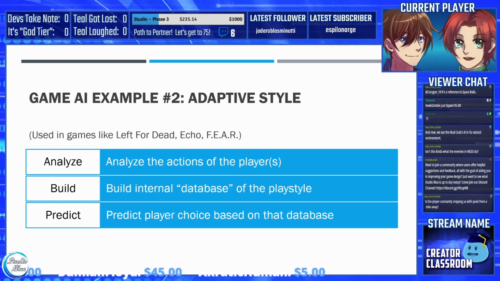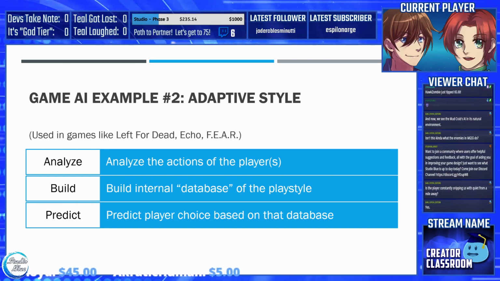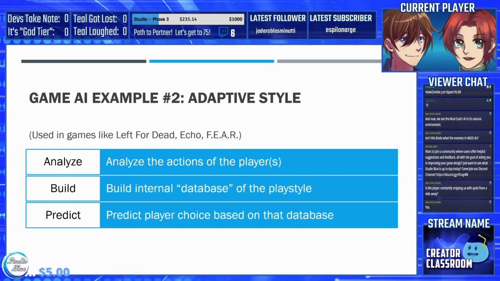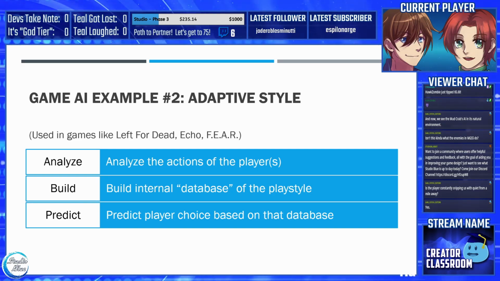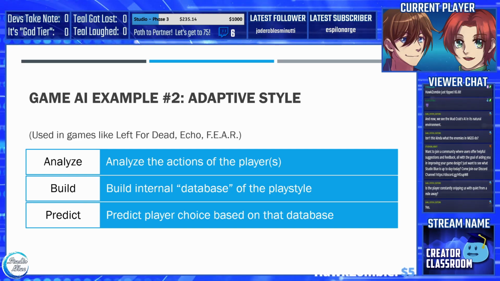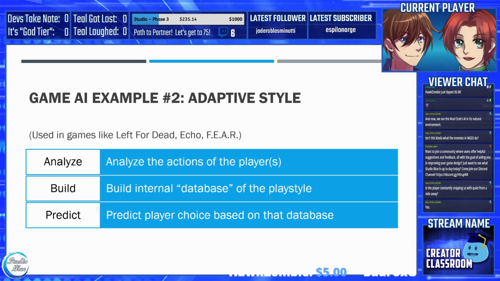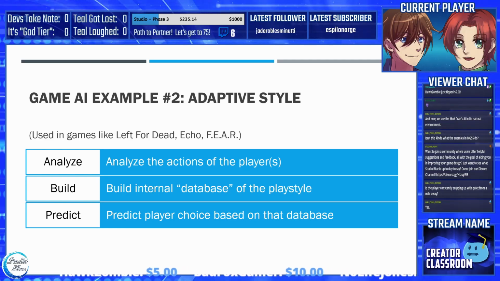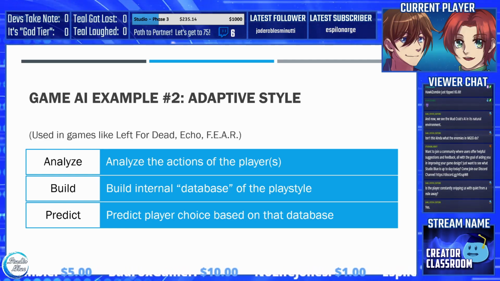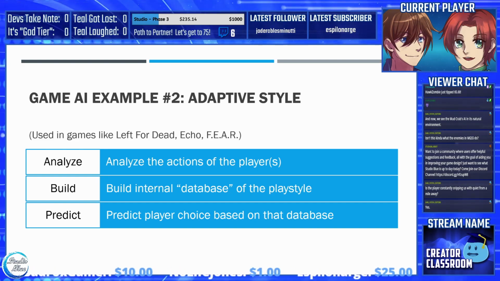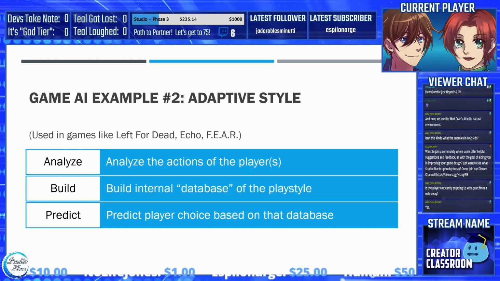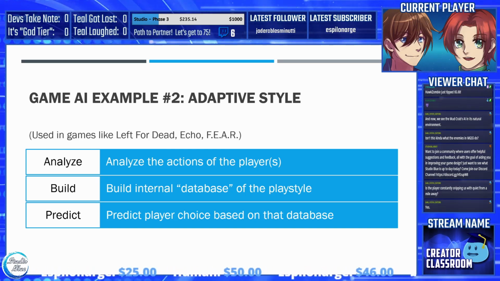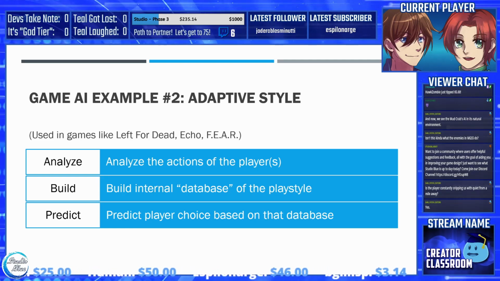So it builds an internal database of the playstyle. While the AI is watching you play the game, the adaptive style AI is taking down notes of how you're playing. That's right. A little internal, not just this tiny little thing. Okay, so player's doing this, player's doing this, player's doing this. And it starts to build predictability. You have a 35% chance of going left whenever you encounter a red door, but you have a 65% chance of opening the door. Yeah. That is, it's starting to predict your play style.